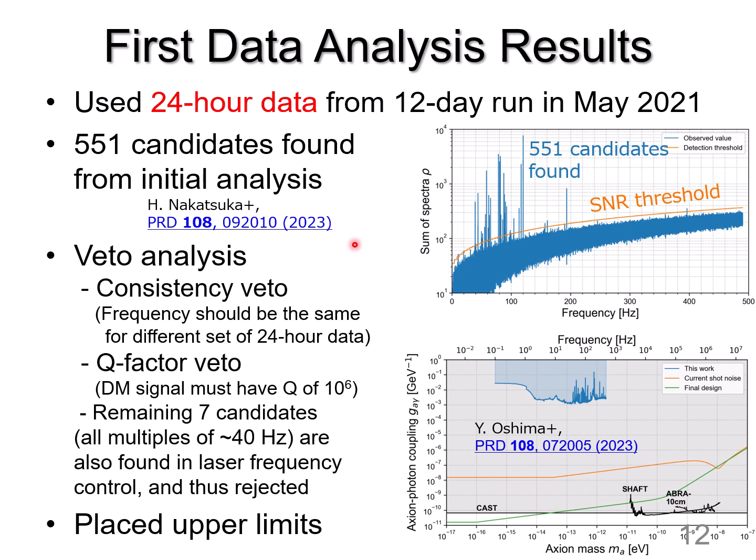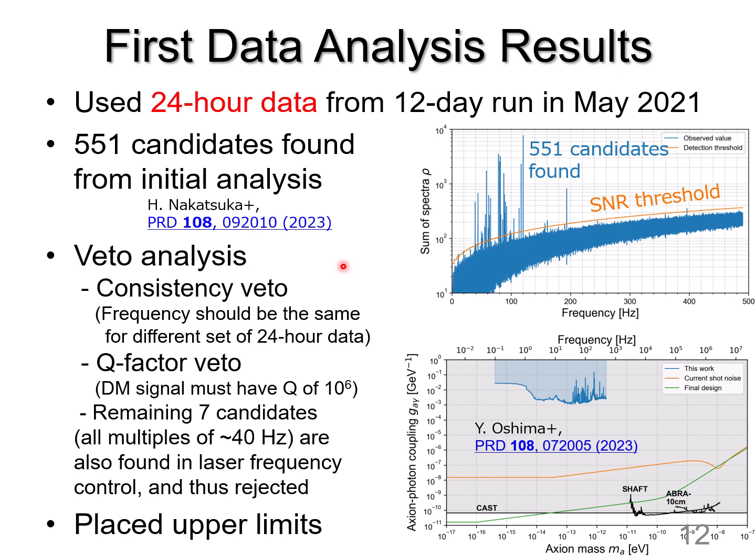And after this, we did a veto analysis. We first did a consistency veto. So we used a different set of 24-hour data, and if this is an actual dark matter signal, the frequency should be the same for different sets of data. But if not, we can exclude this candidate. And after that, we did a Q factor veto, because if it's a dark matter signal, this line should have a Q value of around 10^6 from the velocity dispersion of dark matter particles.